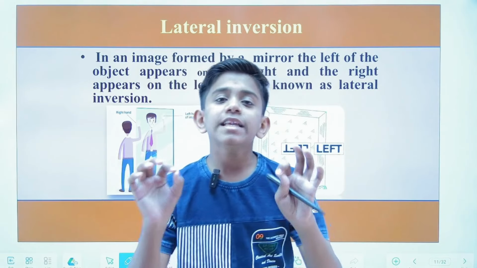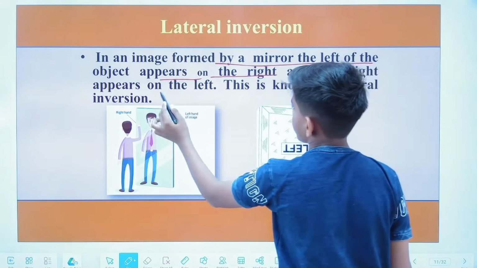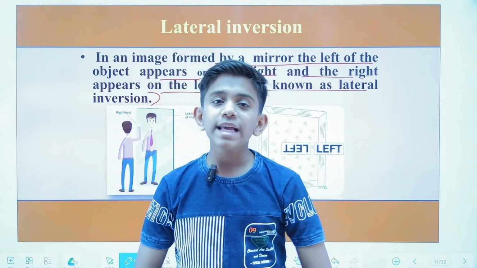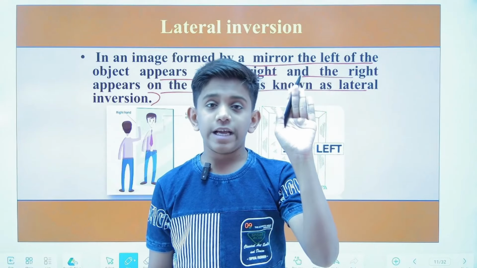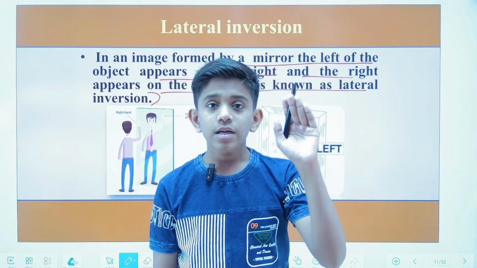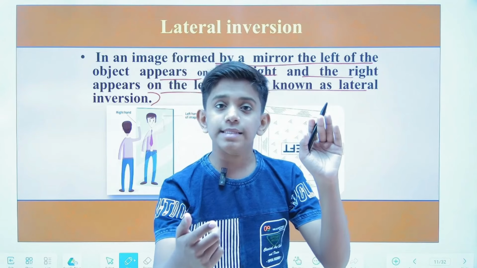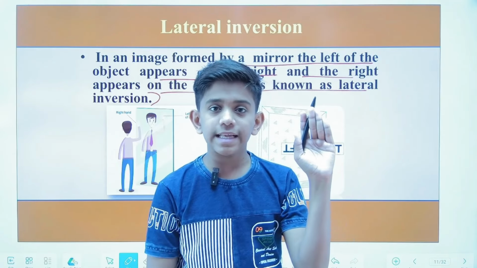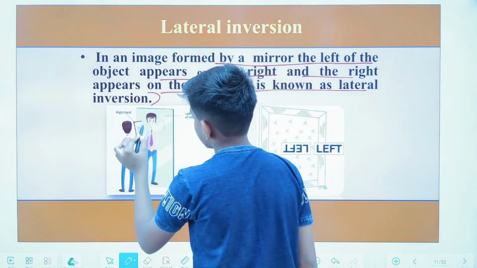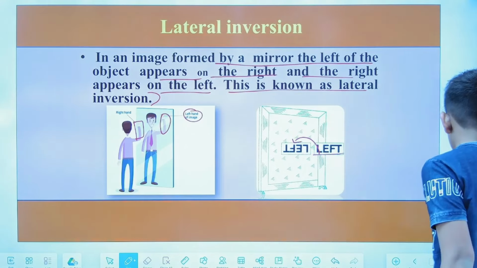Next we will learn about lateral inversion. What is lateral inversion? In an image formed by a mirror, the left objects appear on the right and the right appear on the left. This is known as lateral inversion. Suppose you are looking towards the mirror and you raise your left hand. You would see that the image is raising its right hand. Here also lateral inversion is happening. If you are raising your right hand, the left hand of the image is raised. It is laterally inverted in the mirror.